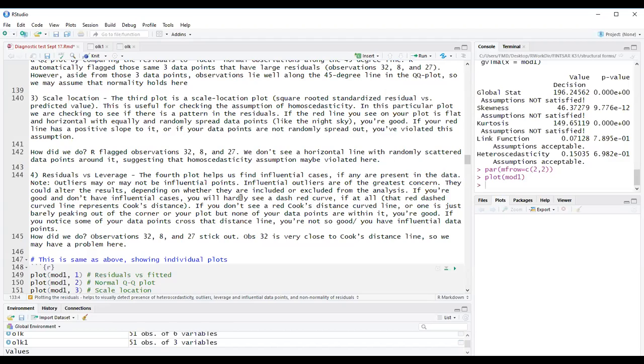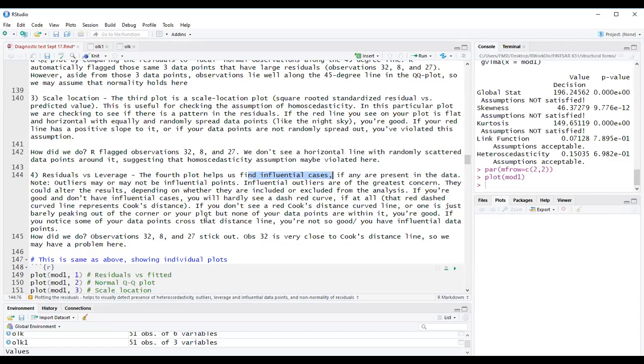So, ano sabi ko dito? Helps us to find influential cases, kung meron. Now, take note, outliers may not be influential points. Hindi porke outlier siya, ibig sabihin critical siya, na may influence siya, not necessarily. Kailangan i-test pa yun. Ang influential outliers are our greatest concern. Importante yan kasi they could alter the results. Ang laki kaya ng impact niya sa results, depending on whether they are included or excluded from the analysis.